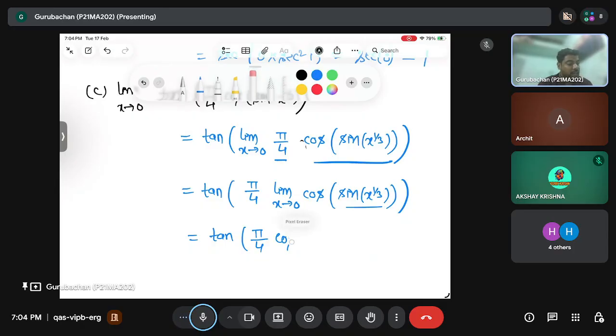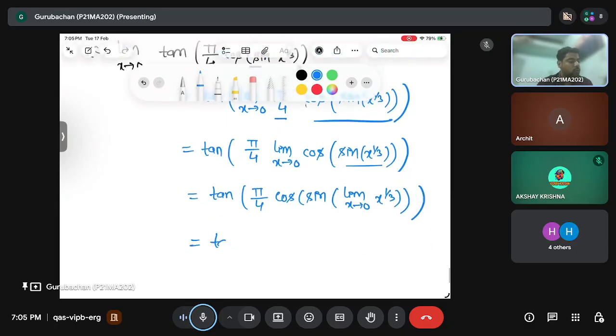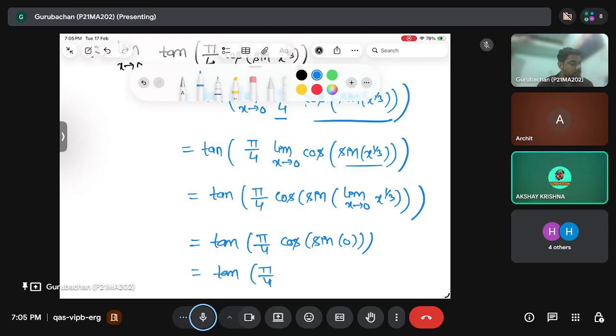In the same way, your sine function will also be continuous at 0. Yes, sir. Again it will go inside. So I am skipping one step. It will be limit x tends to 0 of x to the power 1 by 3. So this will give you tan of pi by 4 cos of x to the power 1 by 3, which is continuous at x equal to 0. So this will be sine 0. What is sine 0? 0. And cos 0 is 1. So tan of pi by 4 is 1.